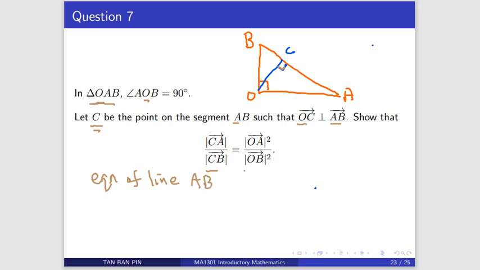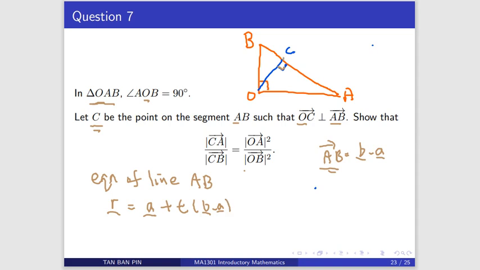If you find the equation of line AB, you can take vector AB as a direction vector. So take AB as a direction vector. It's just B minus A. Then remember the equation of the line is r equals a point on the line AB. You can take A as a point on the line AB, then plus t times the direction vector. The direction vector is just AB, which is B minus A.